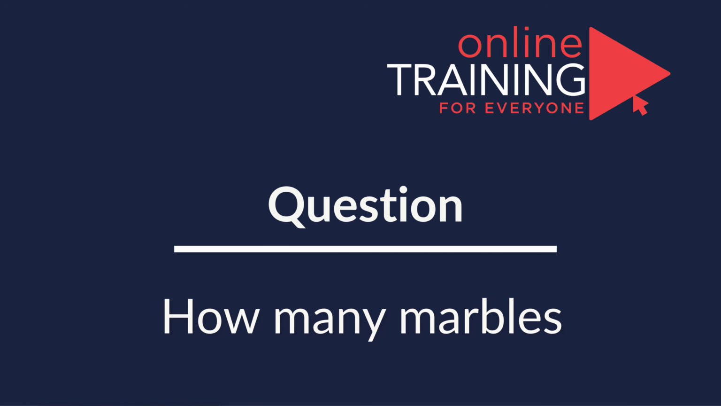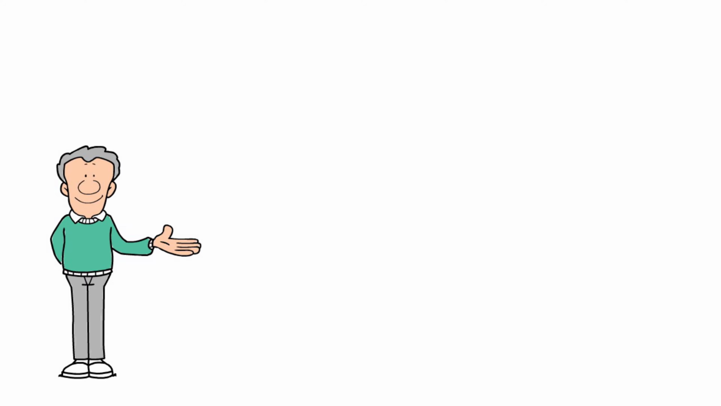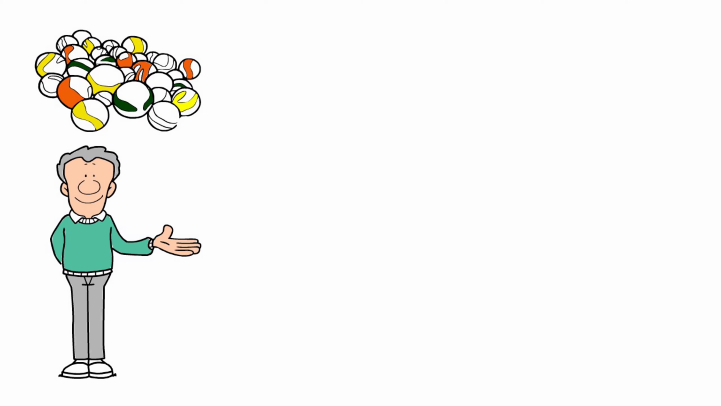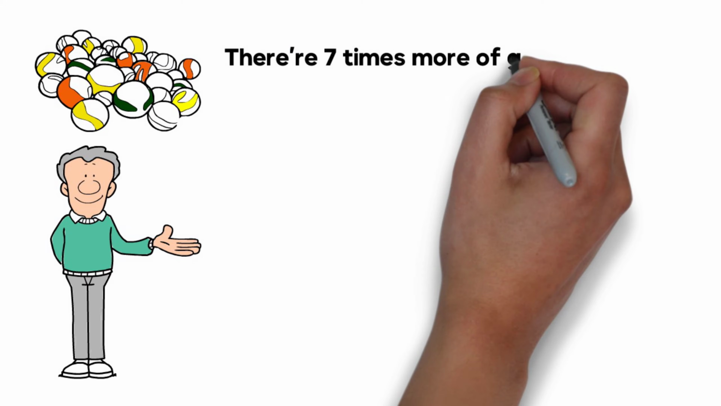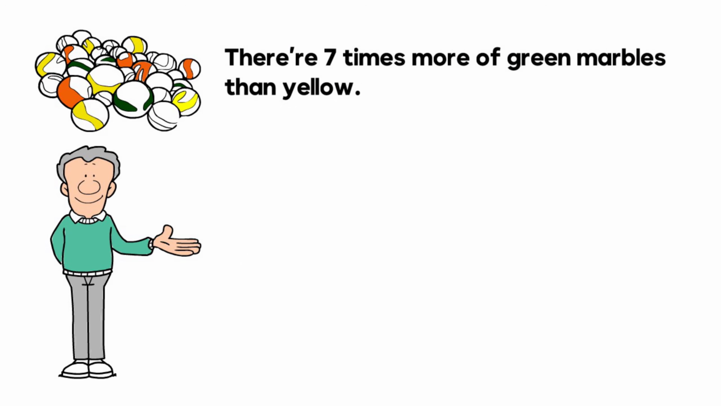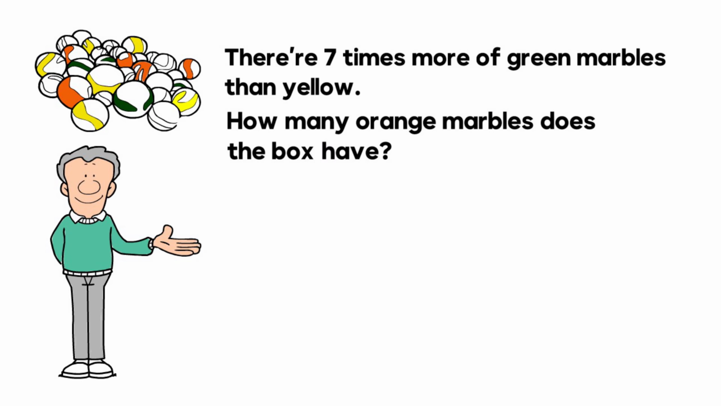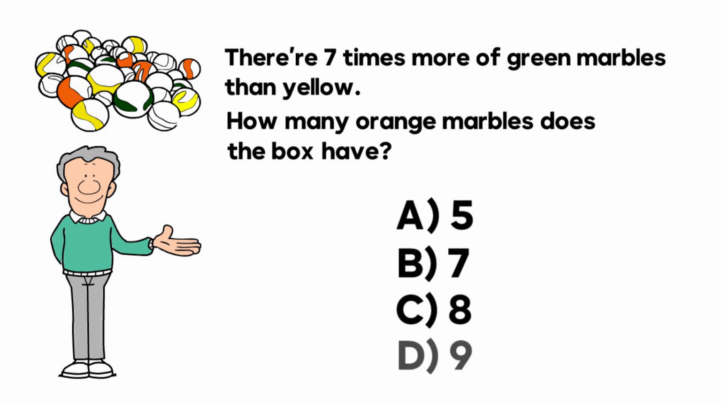Here's the cool problem, which is easy to understand, but might be a little tricky to solve. The box has 15 marbles of green, yellow, and orange colors. There are 7 times more green marbles than yellow. How many orange marbles does the box have? You have 4 different choices.